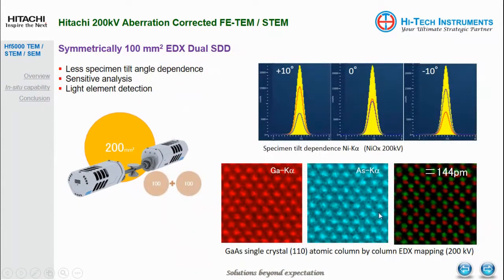So this is one example of EDS mapping at atomic resolution. This is gallium K alpha, the gallium atoms here, viewed along the 110 direction. And this one is arsenic. And this is the mapping of these two, so you have the gallium atoms here and the arsenic atoms here. It's a very nice mapping using the dual detector. You can map even at atomic resolution.